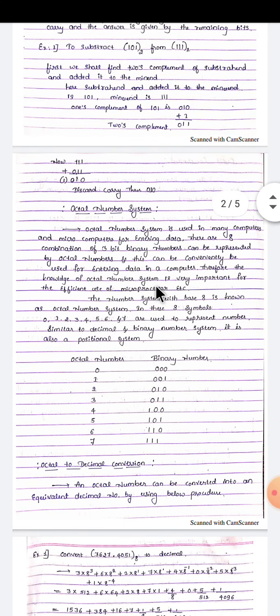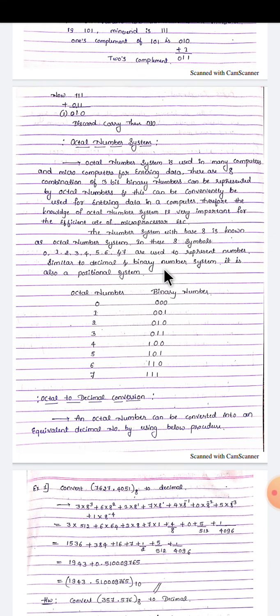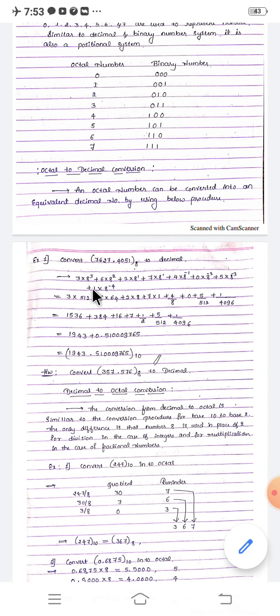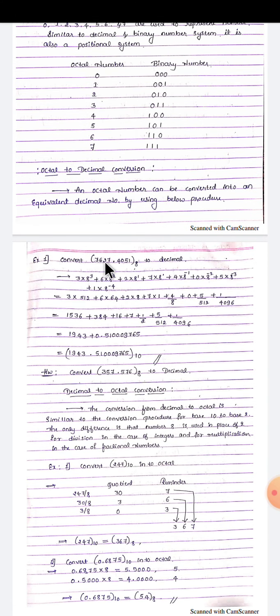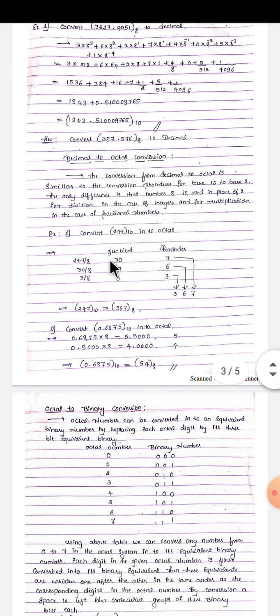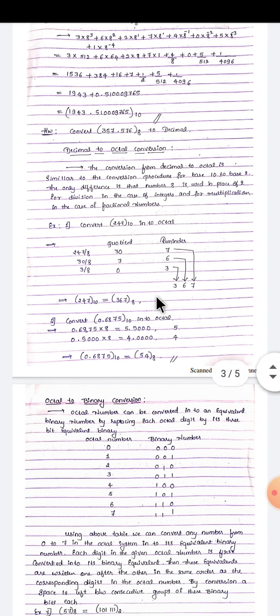Next, what is the octal number system? The digits 0 to 7 are the octal numbers, with base 8. Next, octal to decimal conversion: for the given number, we take 8 raised to 0, 1, 2, 3 and so on. Decimal to octal: we divide by 8 and write the quotient and remainder, then write the remainders in reverse order with base 8. That is conversion of decimal to octal.